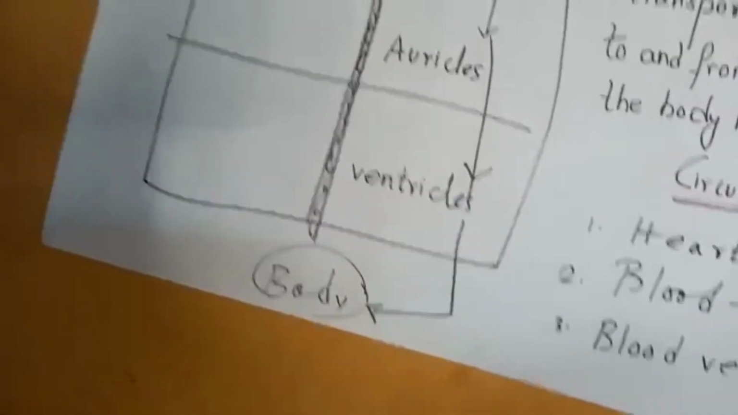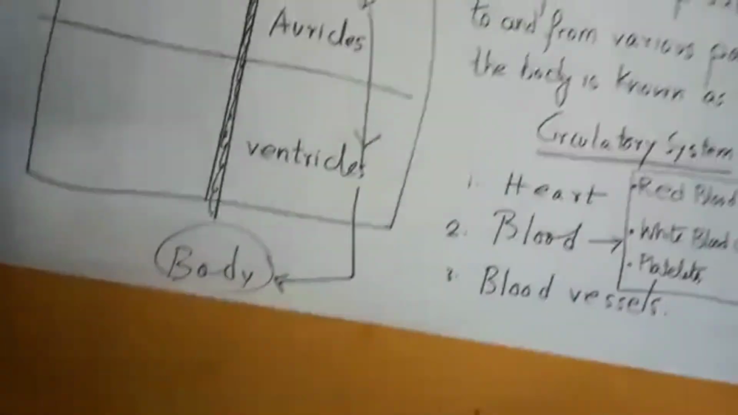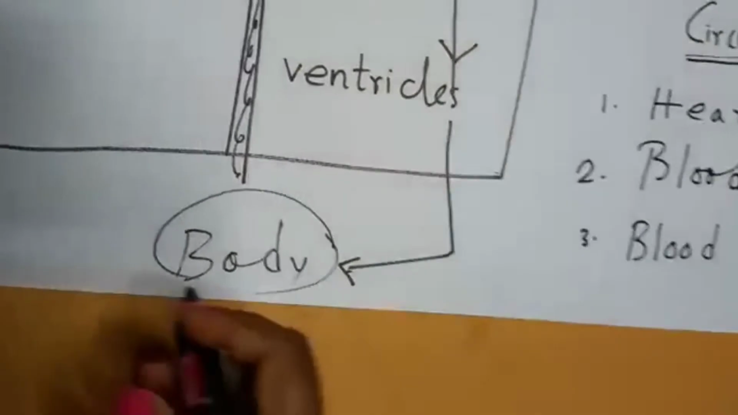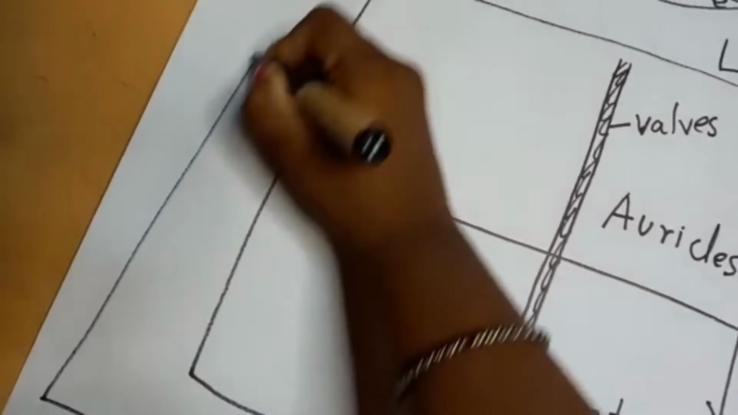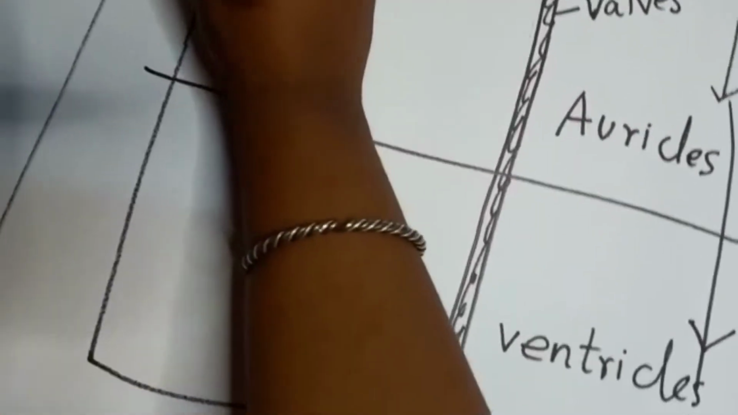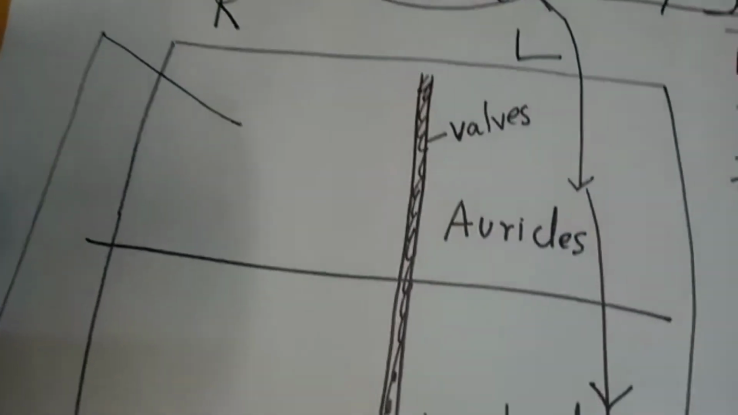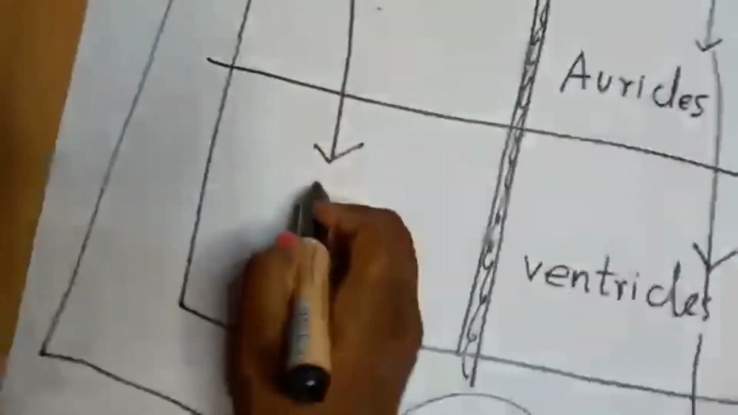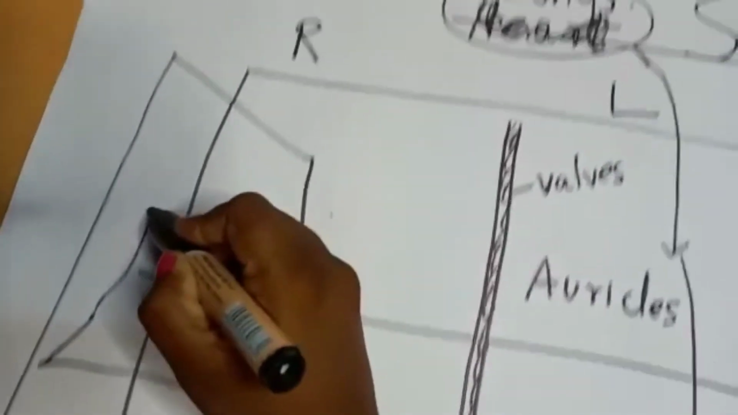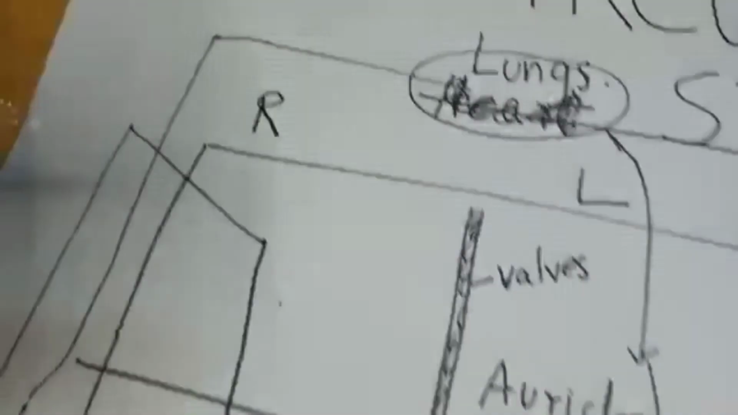And then again the impure blood, the blood which is rich in carbon dioxide and has a deficit of oxygen, from the body goes through the blood vessels and enters the right auricle, okay, and again from the right auricle it goes to the right ventricle, and from the right ventricle it goes to the lungs for purification. Okay, understood?